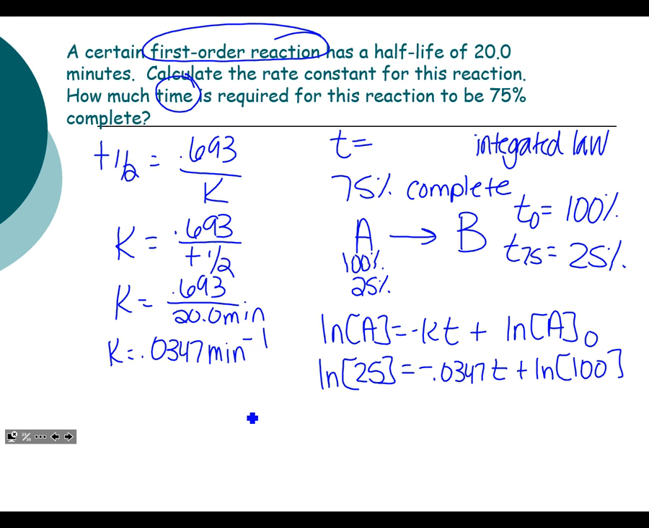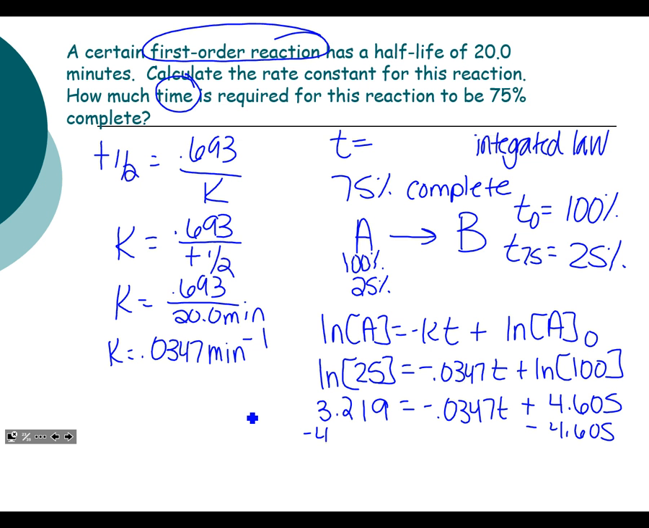Now, do not try and do this all in one step. Break it down. Take the natural log of 25, equals negative 0.0347 t, plus the natural log of 100. Okay. Put your like terms together. So I'm going to subtract my 0.4605 from both sides.